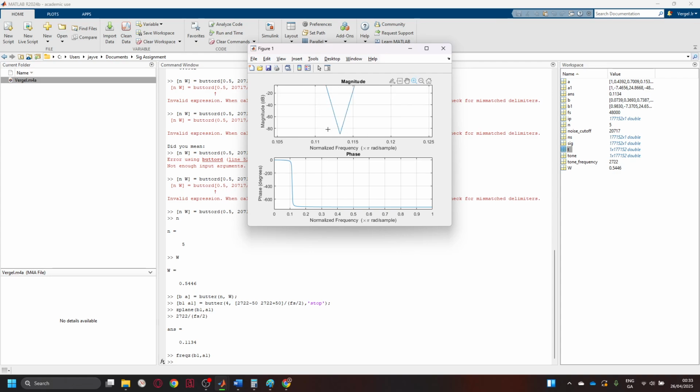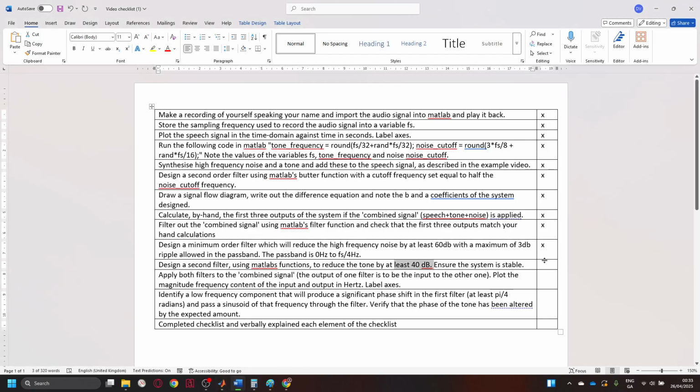So as we can see, the frequencies are reduced. So at 0.1134, so that's about here. So it's more than 40 dB. So let's say that's a success. So that is a success for that. So I'm just going to put an X here.